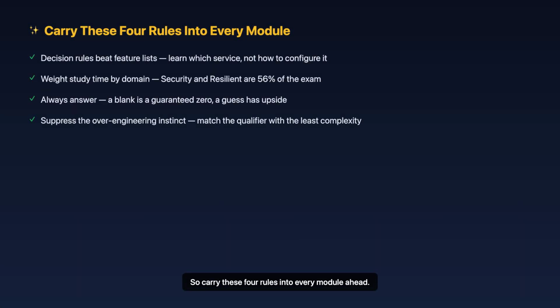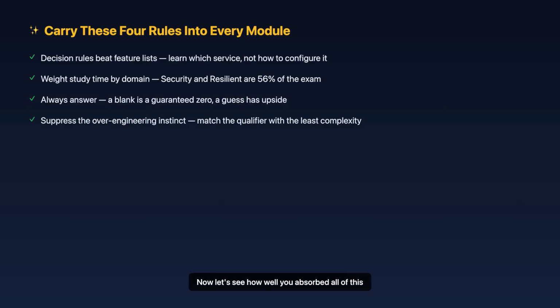So carry these 4 rules into every module ahead. First, decision rules beat feature lists, so always ask which service, not how to configure it. Second, weight your study time by domain, because security and resilient together are 56% of the exam. Third, always answer, because a blank is a guaranteed 0 and a guess has upside. And fourth, suppress that over-engineering instinct and match the qualifier with the least complexity that satisfies it. Keep those 4 in mind and the rest of this course will click.